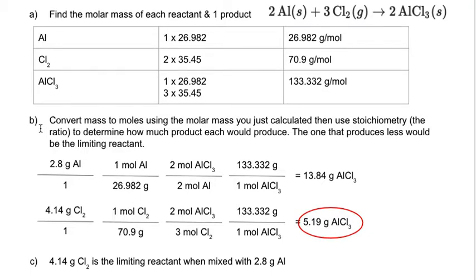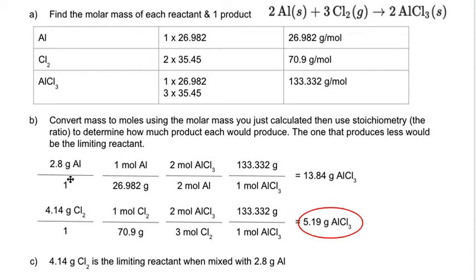Next, we convert the mass that it gave us into moles using the molar mass that we just calculated. Then using stoichiometry, which is just those ratios that we were practicing before, determine how much product each would produce. The key thing is that the one that produces less will be the limiting reactant. So if we have 2.8 grams of aluminum, we're going to convert that to moles.